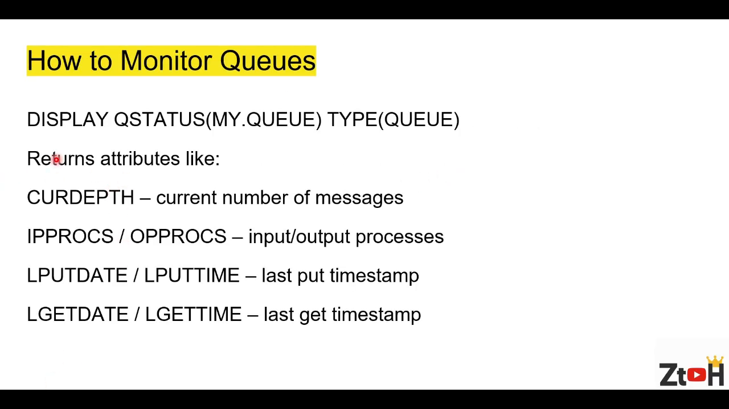Now let's see how to monitor the queues. Issue the command DISPLAY QSTATUS of queue name TYPE(QUEUE), which returns attributes like CURDEPTH, which shows the current number of messages, IPPROCS or OPPROCS, which shows the input and output processes, LPUT date or LPUT time, which shows the last put timestamp, and LGET date or LGET time, which shows the last get timestamps.